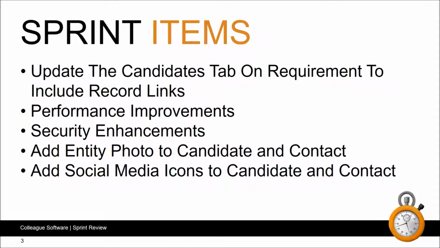Looking at the high-level items and to explain further, as we've done with candidate, contacts, and the company entity, we've now updated the Candidates tab on requirements to include links to all associated entities. Further to the session variables investigation from a couple of sprints back, we've applied several updates to improve performance, specifically targeting the speed of opening records and the running of selected features. We delivered some security improvements to handle cross-site scripting, and we've added an entity photo to the candidate and contact main screens, as well as social media icons to quickly access social media profiles relating to the record.